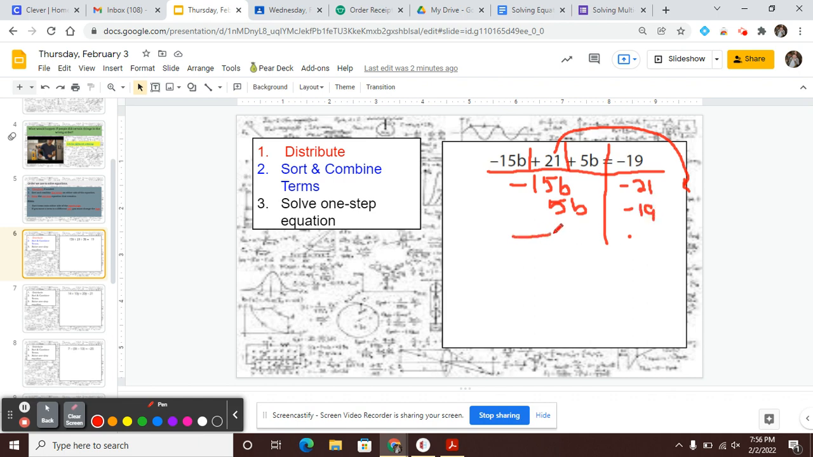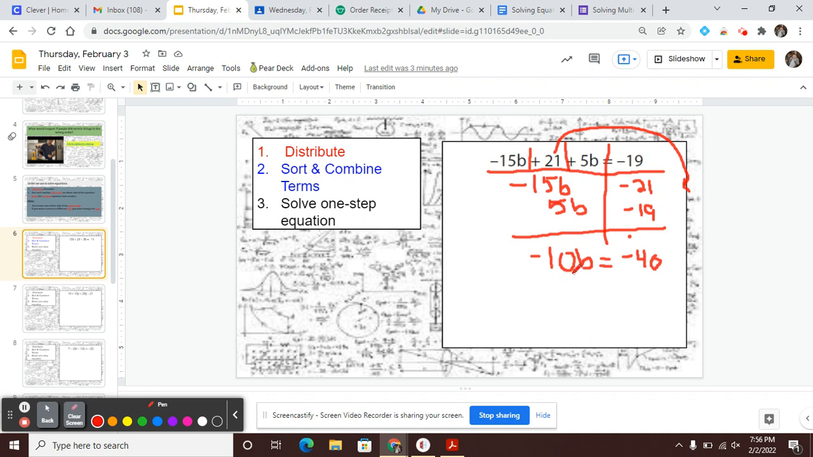So now I've sorted, I'm going to combine. I do negative 15 plus 5, and I end up with negative 10b. I'm going to put my equals back down because we're going to have a one-step equation when we end. Negative 21 plus negative 19 is going to be negative 40.